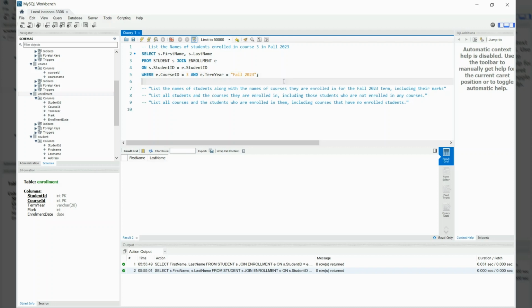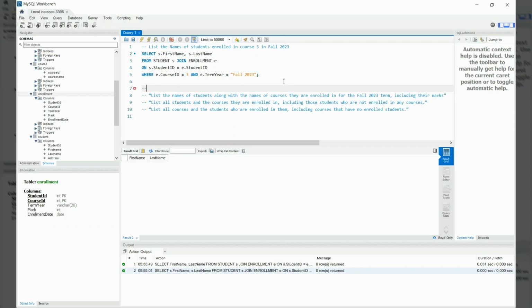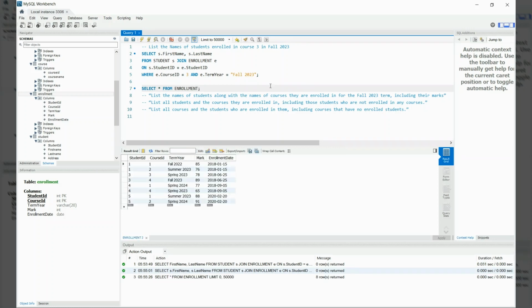In case you want to test your query, you can use select all from enrollment to see whether you have any course ID 3 which is enrolled in fall 2023. So fall 2023 here, you can see you have fall 2023, but you do not have any course ID in fall 2023, which means your result here is correct.